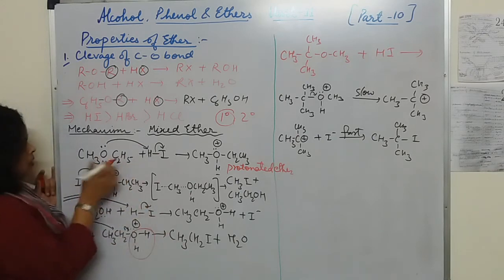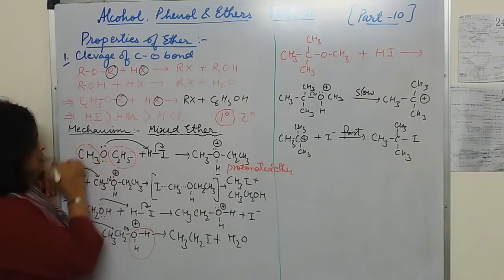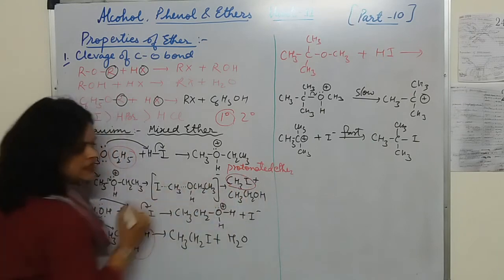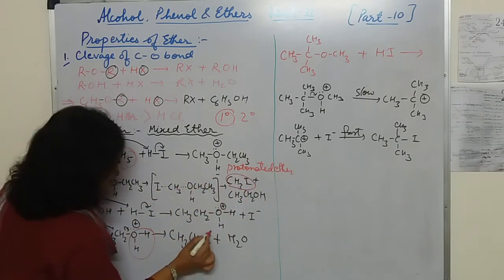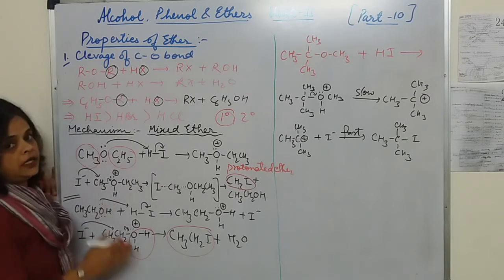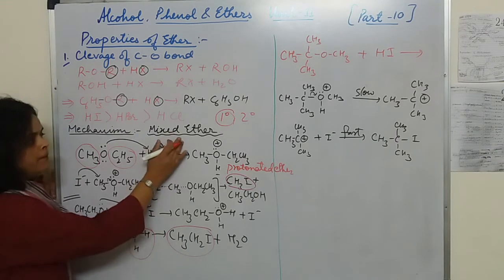So both parts, C2H5 and CH3, are coming in the form of iodide. CH3I we got first, and in this second step we got C2H5I if we are taking HI in excess. Okay, so this is the mechanism for mixed ether.